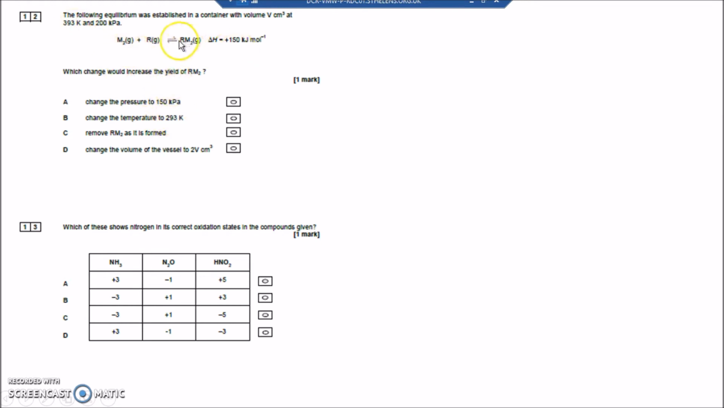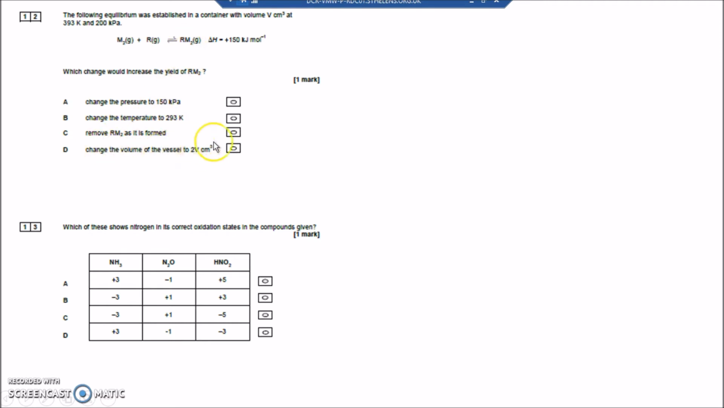No, increasing the temperature by Le Chatelier's principle would move it to the right hand side because it would try and lower the temperature to oppose that change and shift to the right hand side. So increase in temperature would shift it to the right hand side, not decrease in temperature. Remove RM2 as it is formed. Yes, the answer is C.